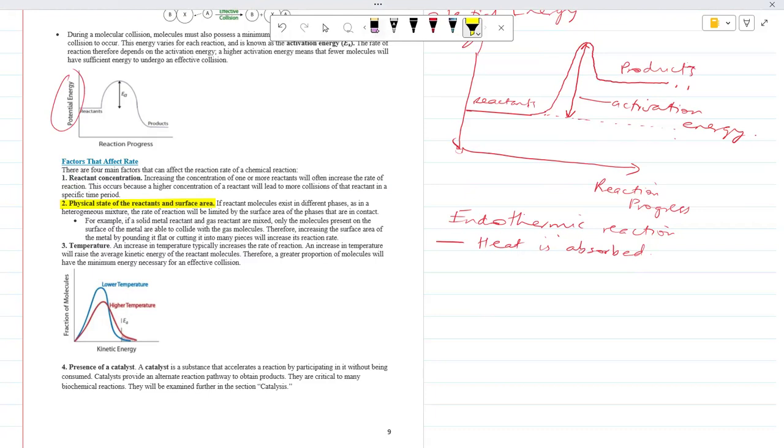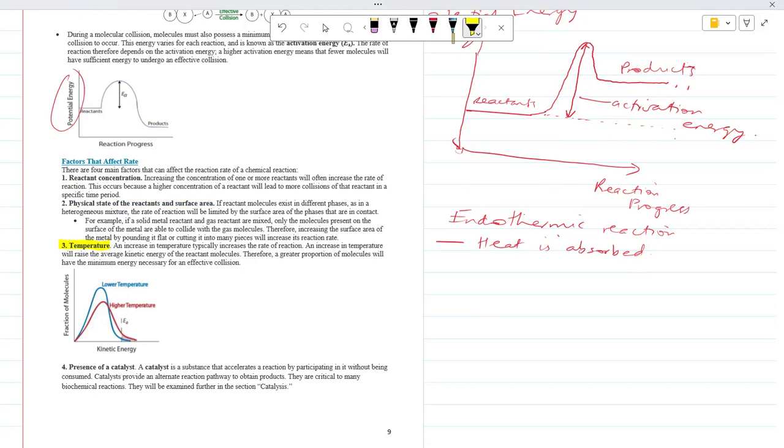Now, another factor is temperature. Temperature, that's the third factor. An increase in temperature typically increases the rate of reactions. So temperature will increase the rate of reactions.